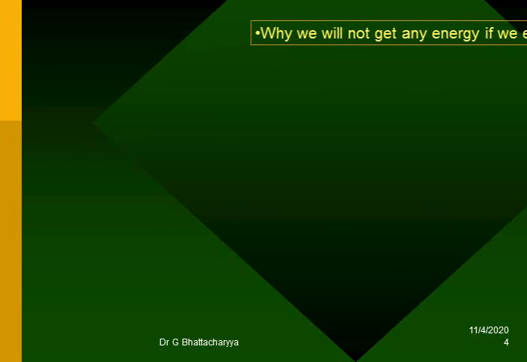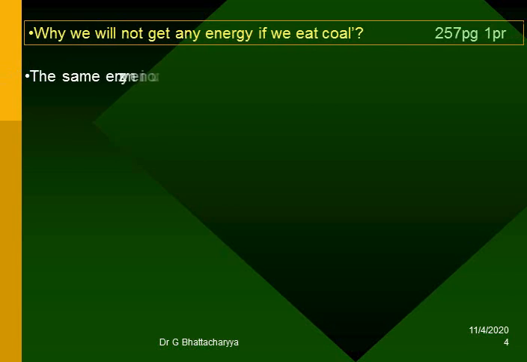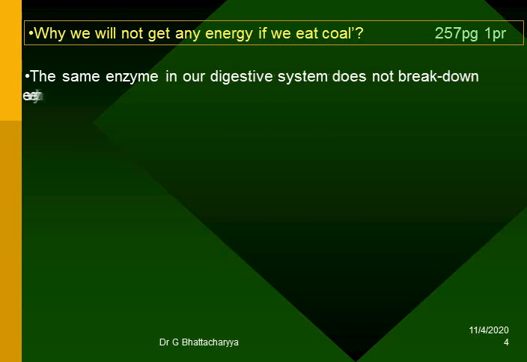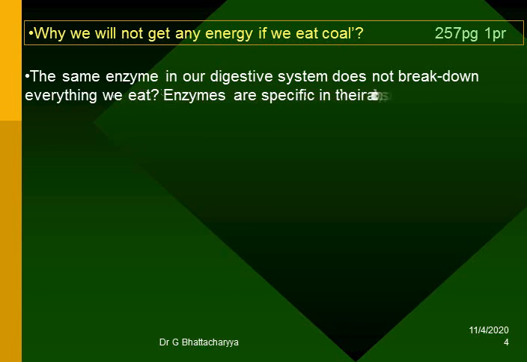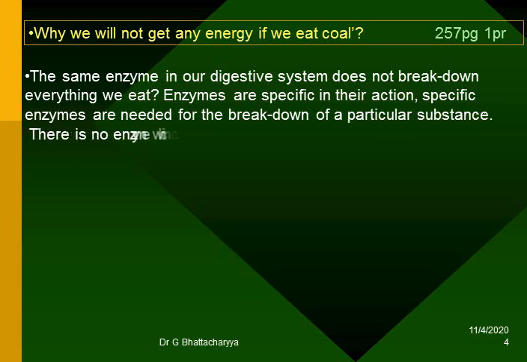Why will we not get any energy if we eat coal? We will not get. The same enzyme in our digestive system does not break down everything we eat. Enzymes are specific in their action. Specific enzymes are needed for the breakdown of a particular substance. There is no enzyme which can break down coal, so we will not get energy if we eat coal.